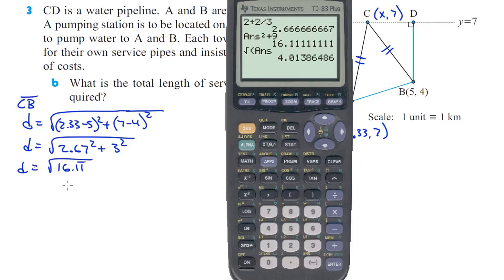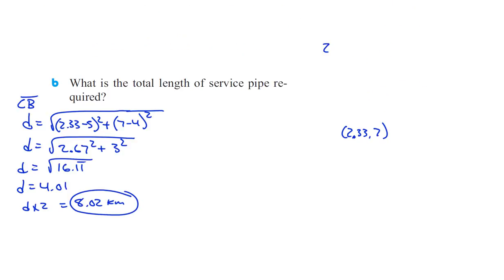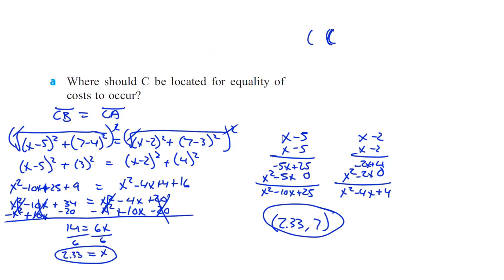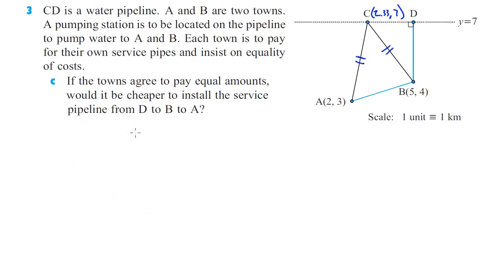We get 4.01 for each one. So we take that distance times 2, which gives us 8.02 roughly, and this is in kilometers. Okay, that's part B. Last part.